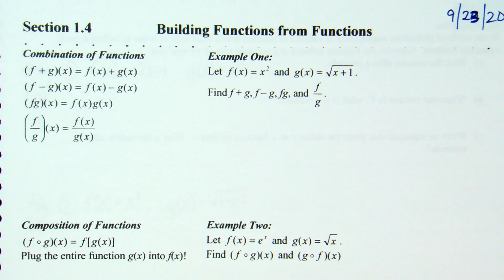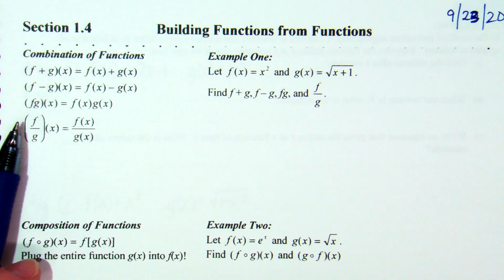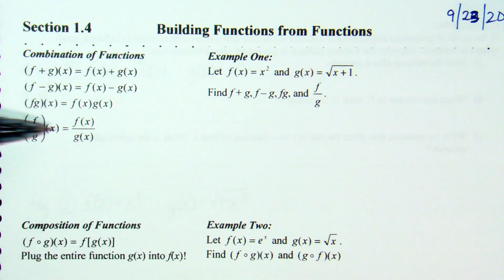Combinations of functions. This is just reminding us that if you're asked to find f plus g of x, that is the same as doing f of x plus g of x. If you're asked to do f minus g of x, that's f of x minus g of x. If you're asked to do fg of x, then you're doing f of x times g of x. And if you're asked to do f over g of x, that's f of x divided by g of x. Nothing fancy there, just a basic reminder about how functions work.